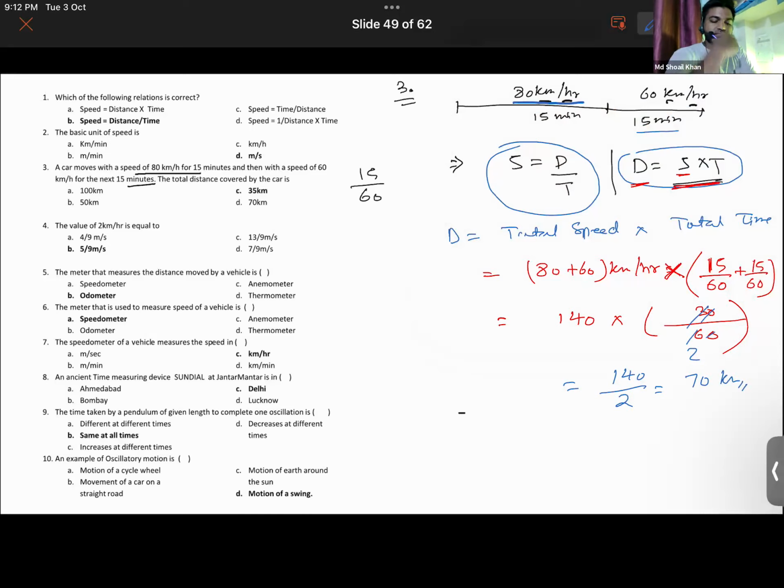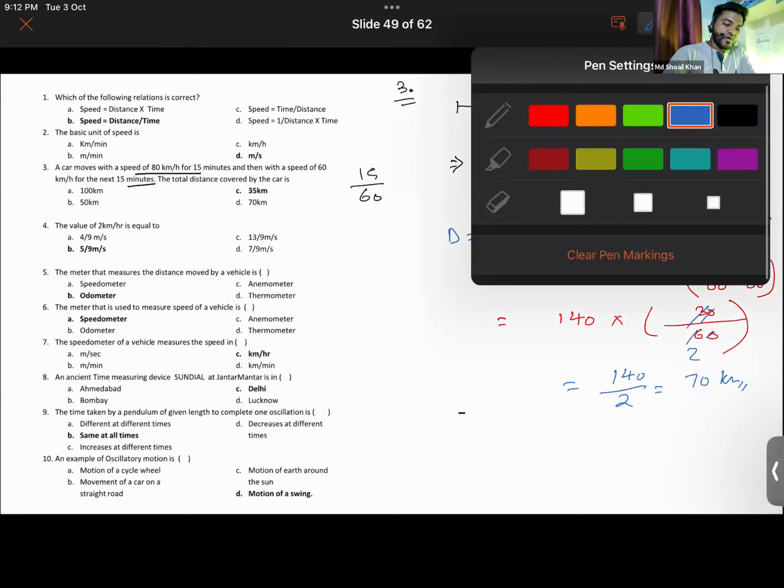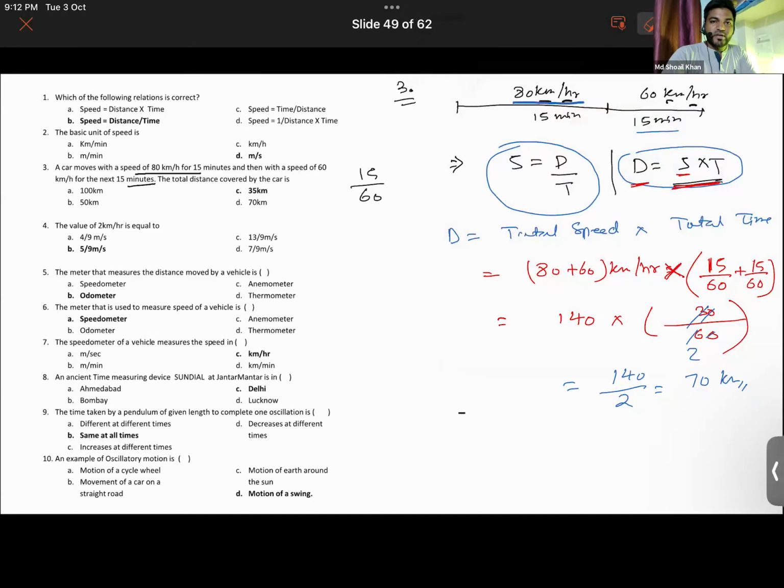Getting it now? Yes. So that is the total distance covered by the car. Any confusions here? Sir, it's 70 kilometer. Okay, sir.